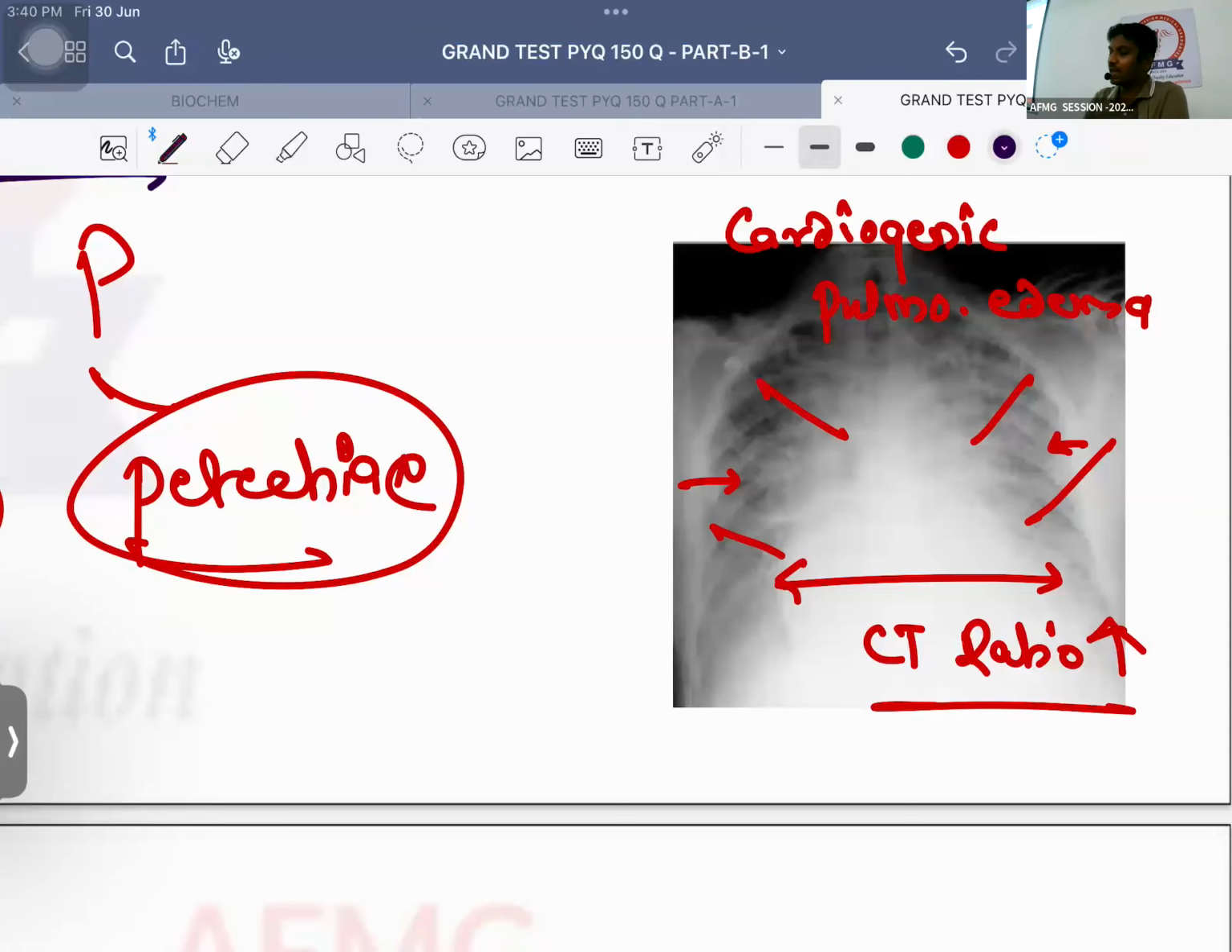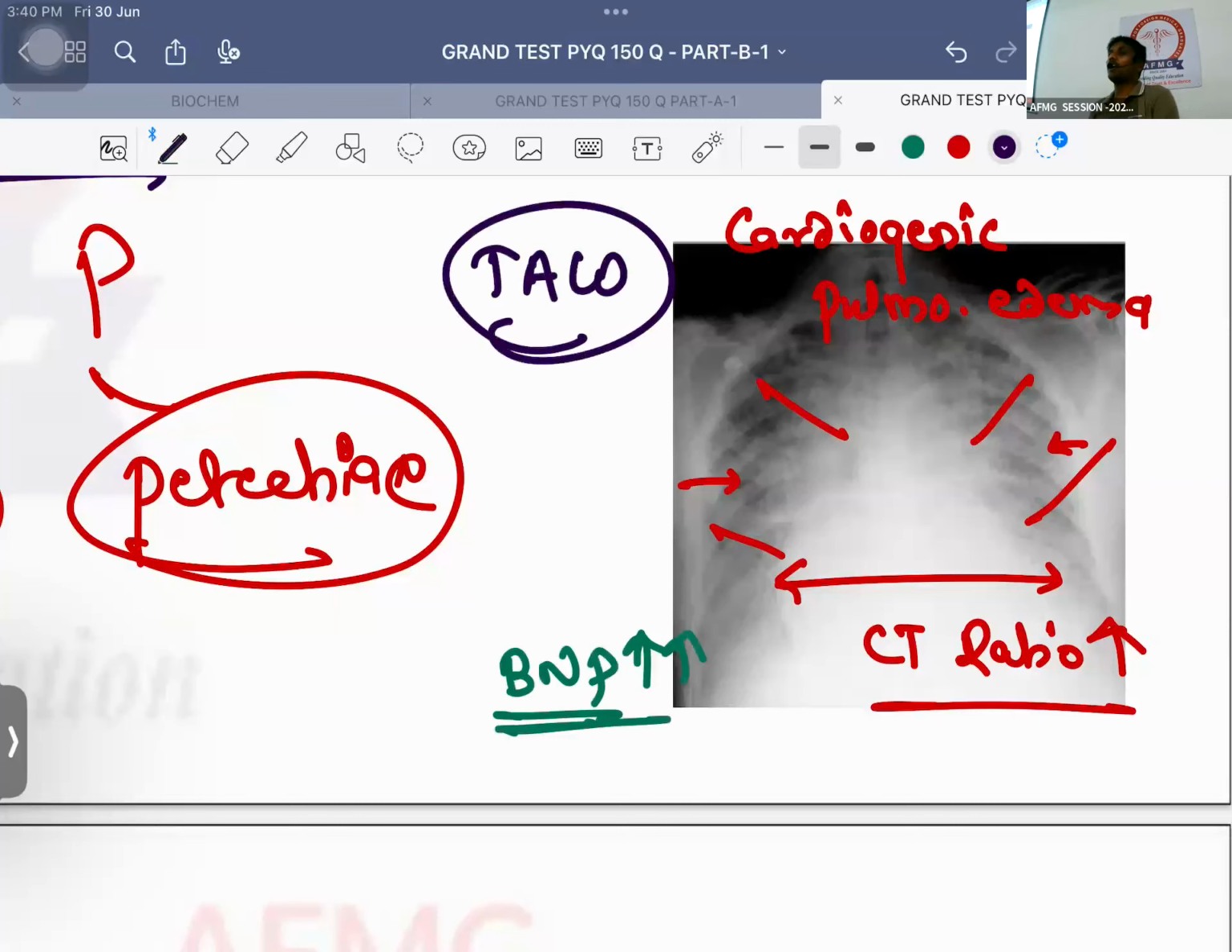Okay. And what was the second difference? Anybody to differentiate this condition from TRALI? Very good. BNP levels. BNP is brain type natriuretic peptide. When is it released? Only in cases of heart failure. So if BNP levels are high and cardiothoracic ratio is more, it is a case of cardiogenic pulmonary edema. Usually, I say the patient has been given massive blood transfusion, after which the patient is having cardiogenic pulmonary edema. That is the case of TACO, transfusion associated circulatory overload.